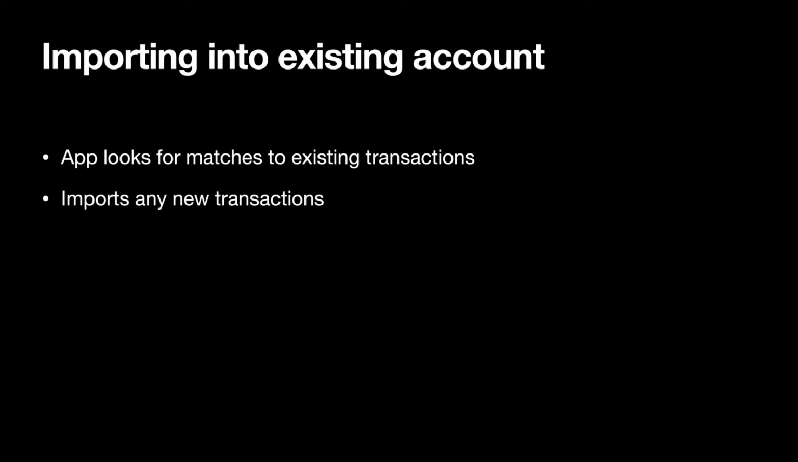Then after it does its little algorithm of looking for possible matches, it imports the new transactions. And the account balance then changes based on those transactions. I think it's pretty straightforward.